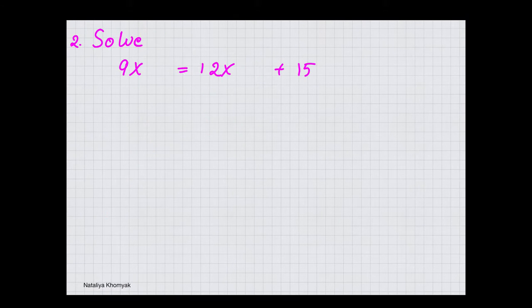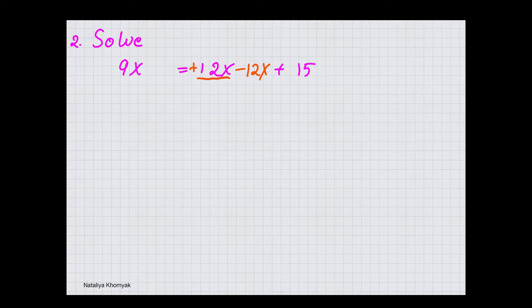Now in example number 2, we have 9x equals 12x plus 15. Unfortunately, here we have variables on both sides of the equal sign, and as you know, a solution looks like a variable on one side and everything else on the other side. So in order to get both variables on the same side of the equal sign, I am going to use an additive inverse. So my plan is to take this 12x and get it to the other side of the equal sign. The additive inverse would be negative 12x.